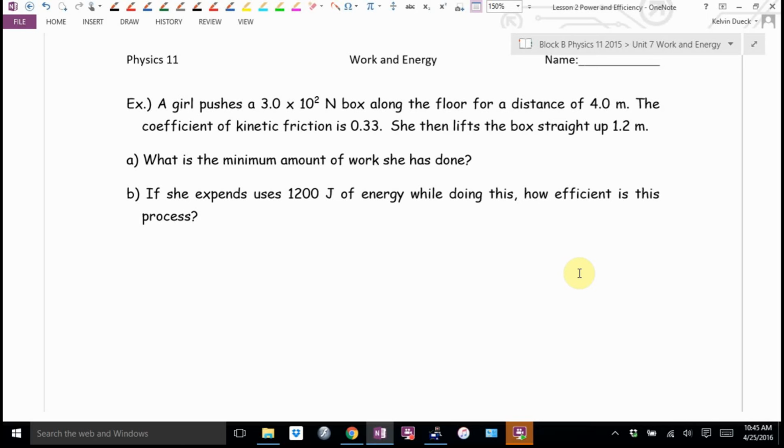A girl pushes a box. This is 300 newtons. I think that is mg. It's a weight, not a mass, right? Along the floor for a distance of 4 meters, the coefficient of kinetic friction is 0.33. She then lifts the box straight up 1.22 meters. Okay. What's the minimum amount of work she has done?